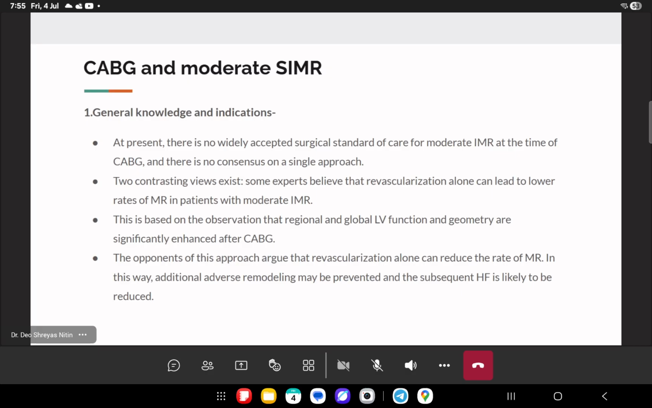moderate ischemic mitral regurgitation. This is based on the observation that regional and global LV function and geometry are significantly enhanced after CABG. The opponents of this approach argue that revascularization alone cannot reduce the rate of mitral regurgitation. In this way, additional adverse remodeling may be prevented and the subsequent heart failure is likely to be reduced.